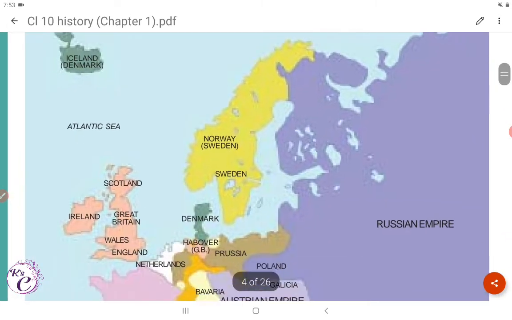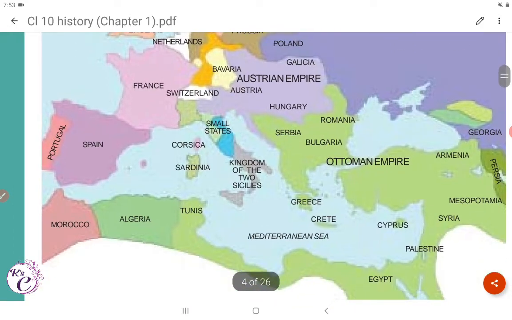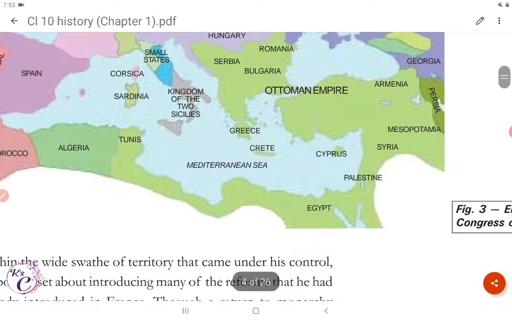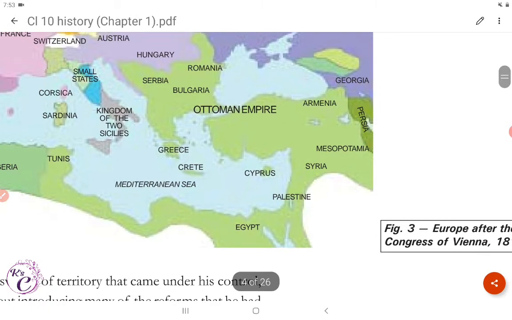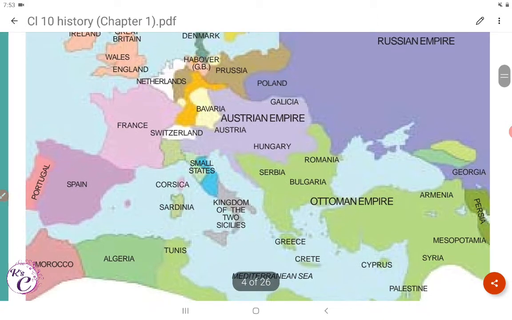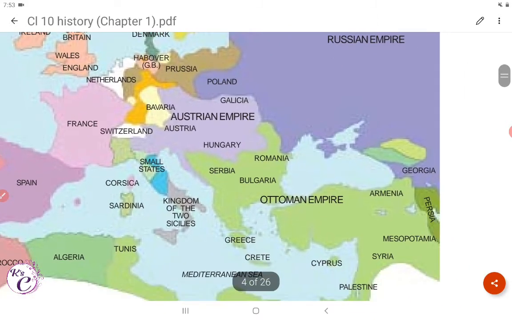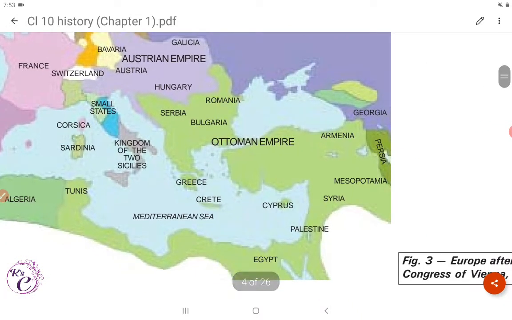Here's a map. Figure 3. Europe after the Congress of Vienna in 1815. So this is how Europe looks after the Congress of Vienna.